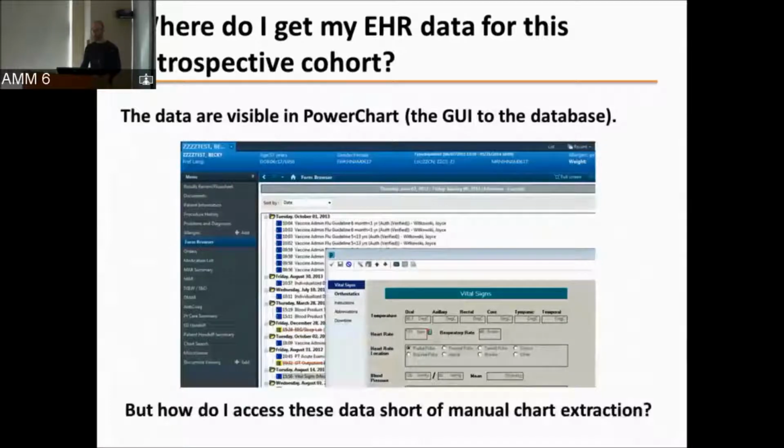All right, so I know that I want to do research. I know data is available. I know some basic analytic techniques. How do I get data from the EHR? And specifically, how do I get data from PowerChart?